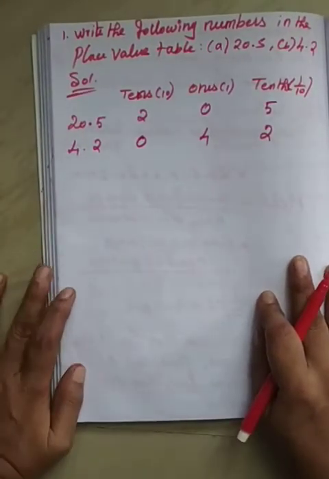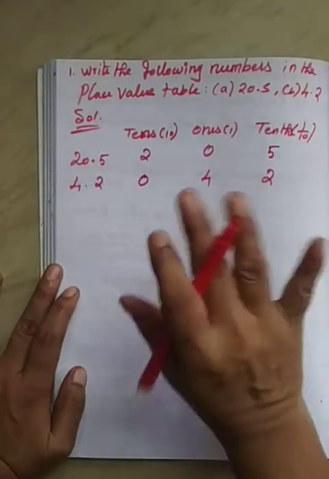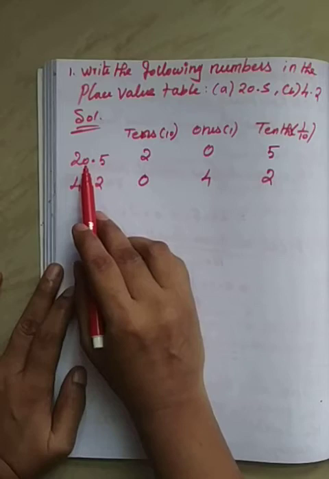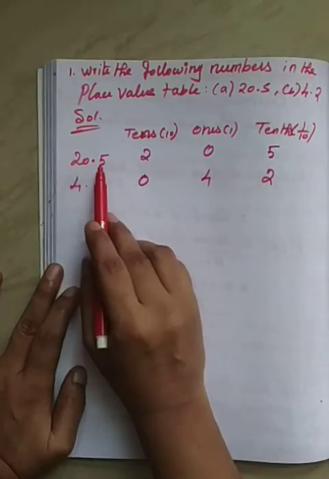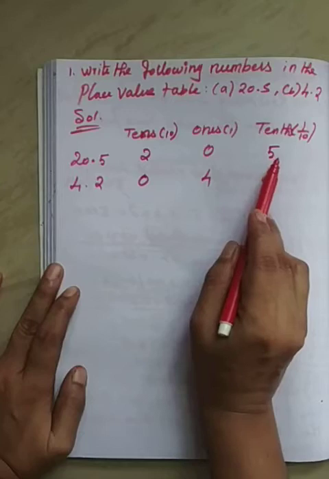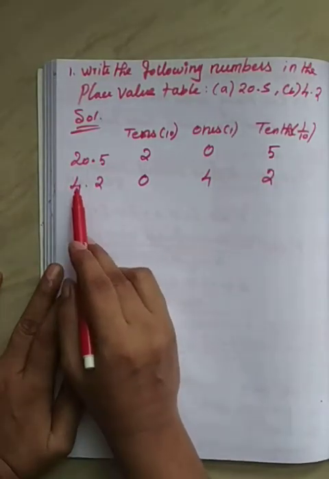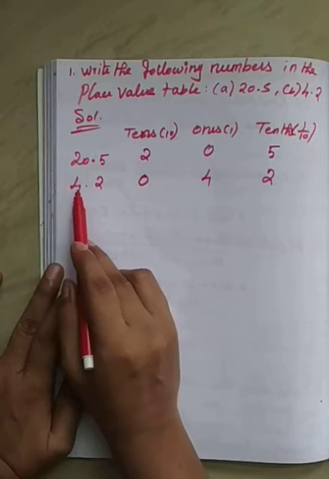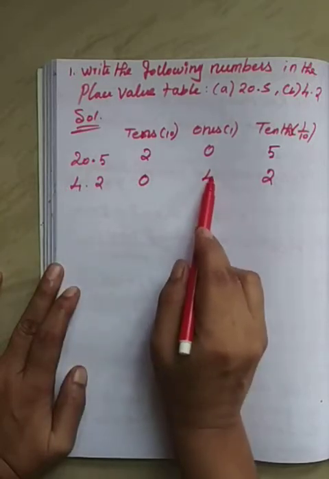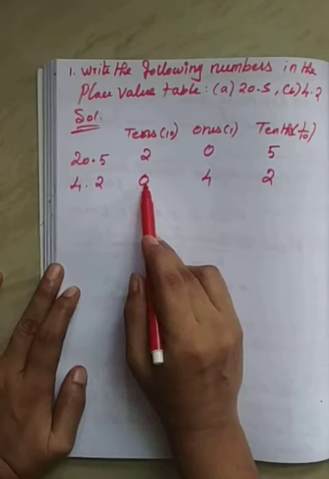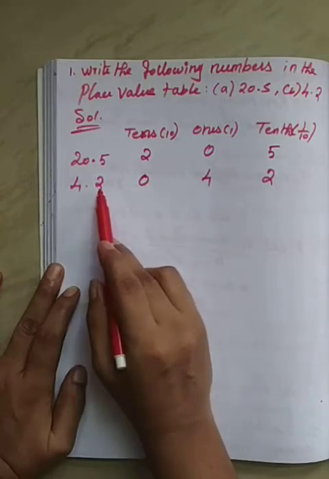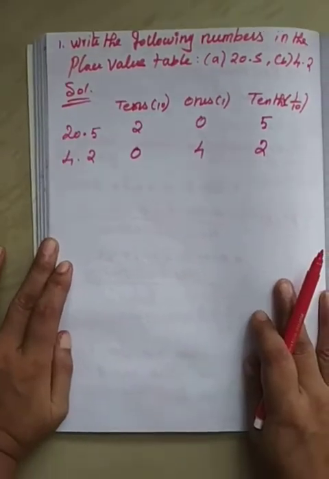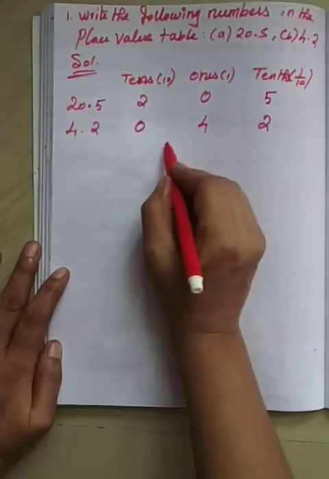Then see, 20.5 means ones, tens. So ones place is 0, tens place is 2. This 0.5 is the 10th place. Now you can write here, 4 is ones place. Tens place is not here, so 4 is in the ones place. Tens place is not here, so you have to put 0 and then put 2. In this, 2 is the 10th place. Then you have to write 2. Everybody clear this one?